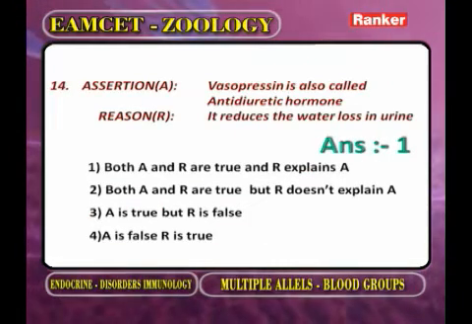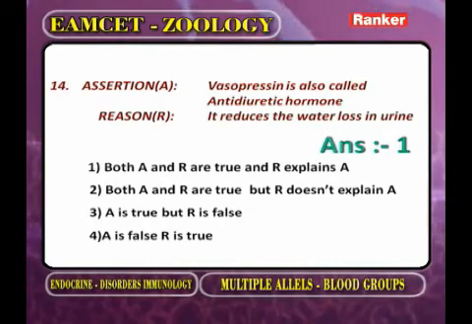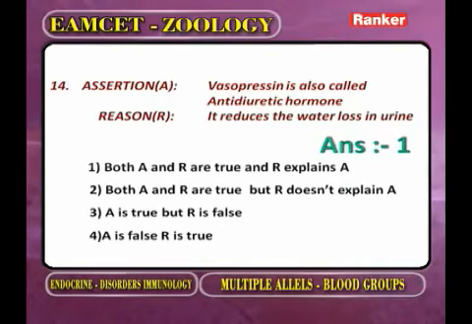Assertion: vasopressin is also called antidiuretic hormone. Now, as we observe the nephron, in the nephron, one part we call the distal convoluted tubule.